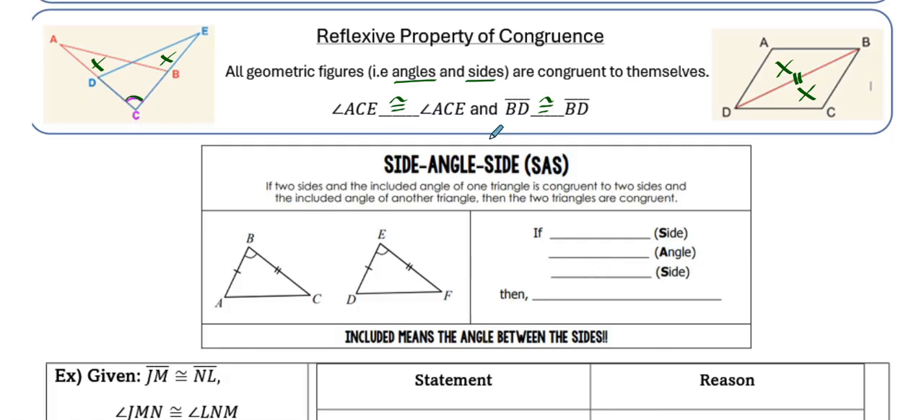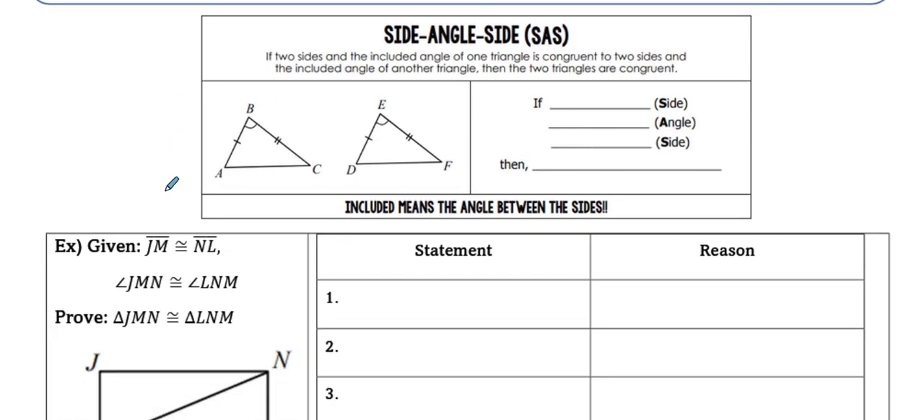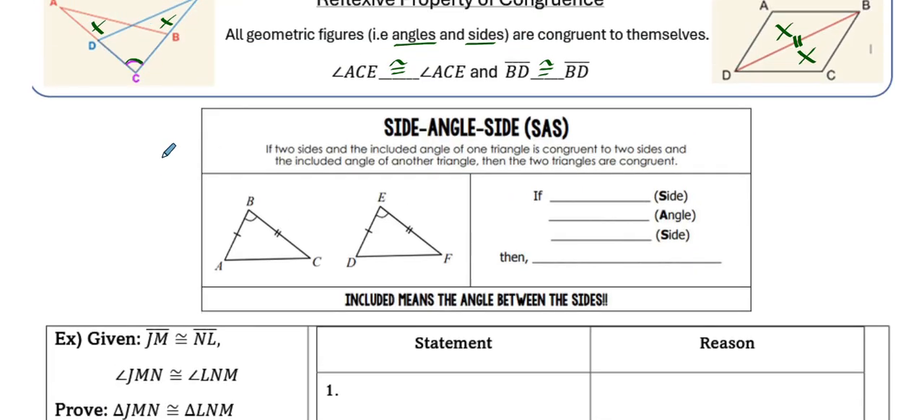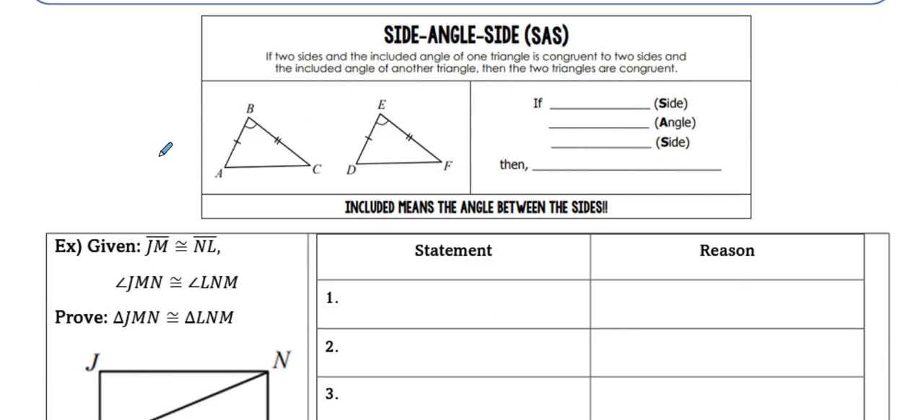Alright, so let's get into some of these proofs. Side, angle, side. So we're actually just going to go through this kind of slowly. We're going to go through each theorem and complete a proof using that theorem. And then we'll see how these are related to each of those.